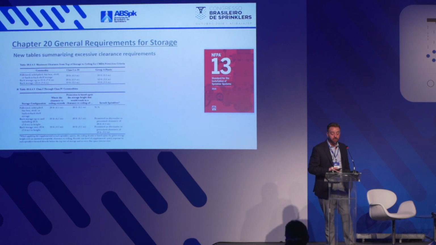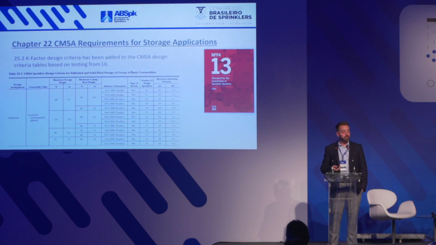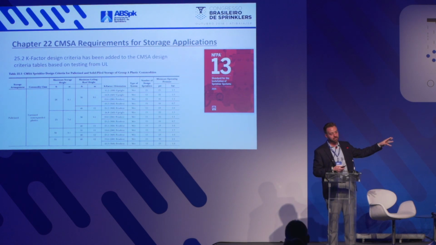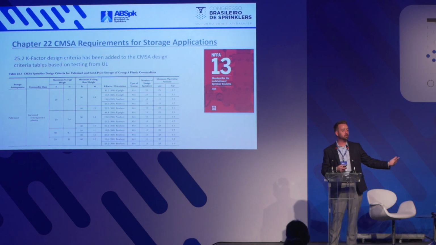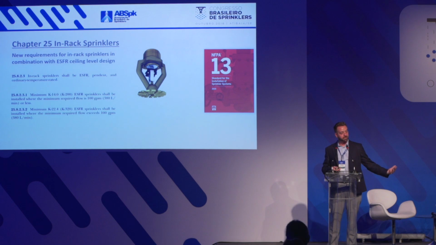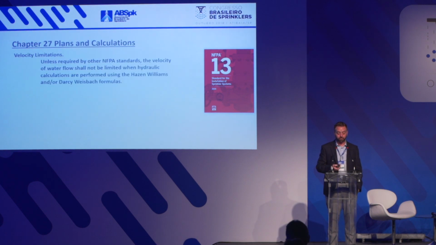Our general requirements for storage, this is where you're going to find the information that you would typically find in Chapter 12 in the older editions, which will now be located in Chapter 20. Chapter 22, for our control mode specific application, it's going to have all your tables telling you exactly what design pressure and how many sprinklers to calculate when you do a control mode specific application design. And then Chapter 25 with our in-rack sprinklers. For example, the ESFR in-racks, where you don't balance the ceiling, as well as the in-racks when you're using the ESFRs for the in-racks, is now in NFPA 13.